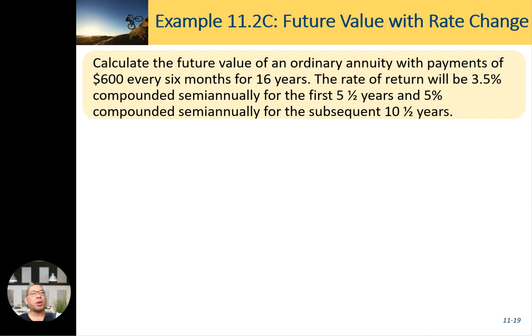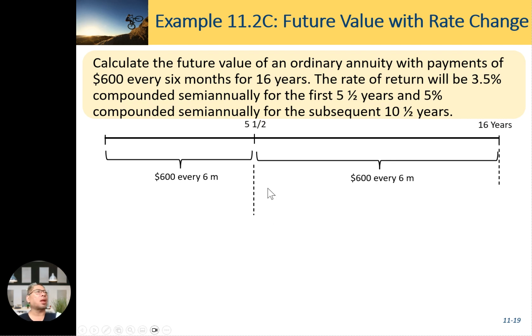So when there are 2 rates, you're going to draw a line. The first 5.5 years has $600 for every 6 months. And then the second one is $600 for every 6 months, over the remaining 10.5 years. So the total is 16 years: the first one 5.5 years, the second one the remaining 10.5 years. Once you do that, you're going to draw in the first value. This is N, 11, coming from 5.5 times 2 because it is semi-annual. That's the first one.